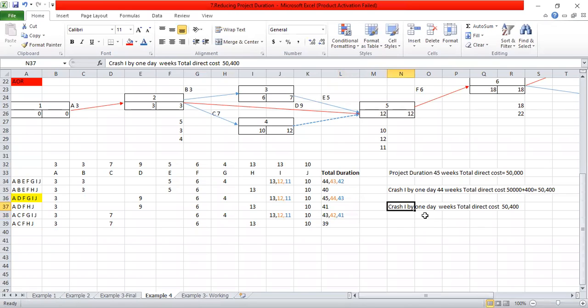So after crashing I by 1 day, which path is the critical path? Again the critical path remains as the previous one. So after crashing I by 1 day, there are 43 weeks in the critical path. The total direct cost previously was 50,400. For that you have to add this 400 cost of I, that means 50,800 cost.